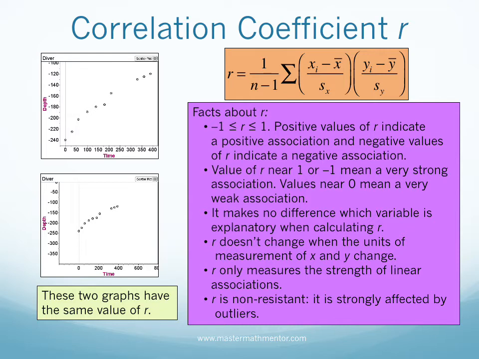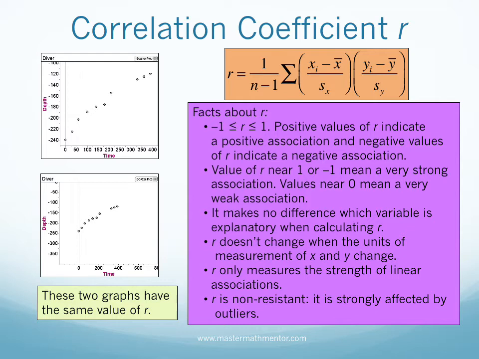To find r, we use the formula: r equals 1 divided by n minus 1 times the summation of the product of x sub i minus x bar all over s sub x times y sub i minus y bar over s sub y, where n is the number of data points, x bar is the mean of x, s sub x is the standard deviation of x, y bar is the mean of y, s sub y is the standard deviation of y. For each point, x sub i, y sub i, you calculate the product shown and add them up. Finally, divide by n minus 1.